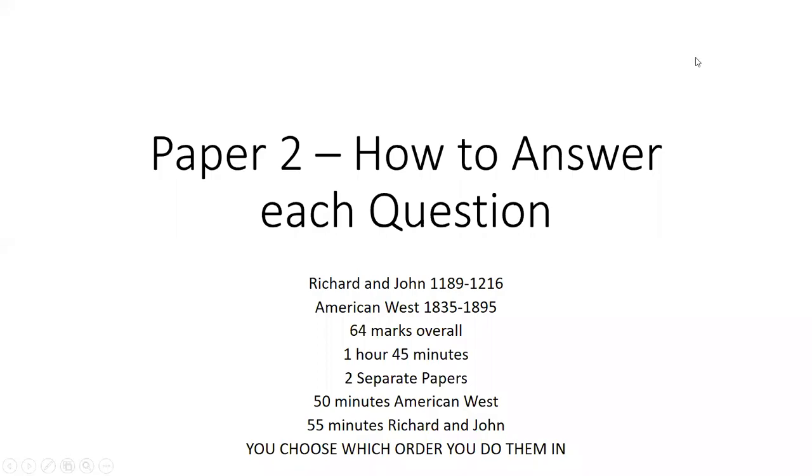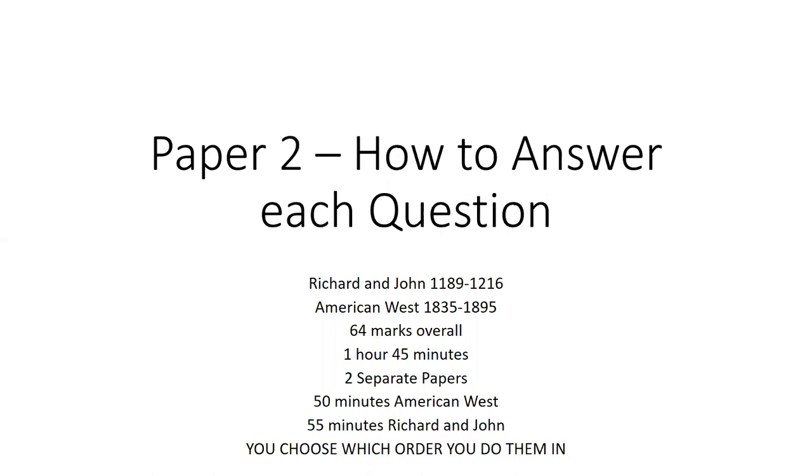Right, okay, now this is the lesson on how to answer each question on paper 2 for Edexcel GCSE. Now remember, this is only just guidance and it may not follow the same ways in which other schools do it, but this is the way in which we do it and the way in which we should approach the exams regardless of which year group you are.